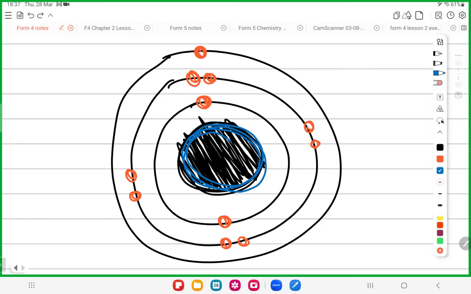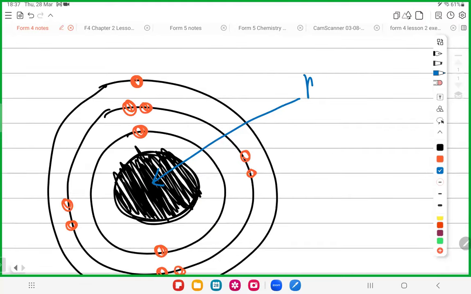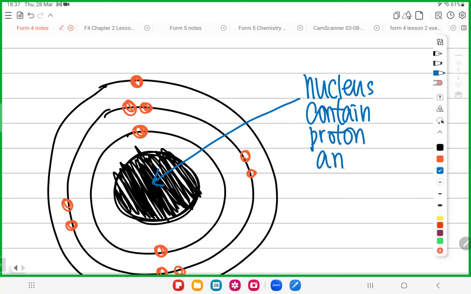If you do the coloring for the whole thing, then you need to put an arrow. You must tell people this whole black thing in the middle is nucleus. And inside the nucleus, you have proton. Inside the nucleus, you have neutron. So that's it.